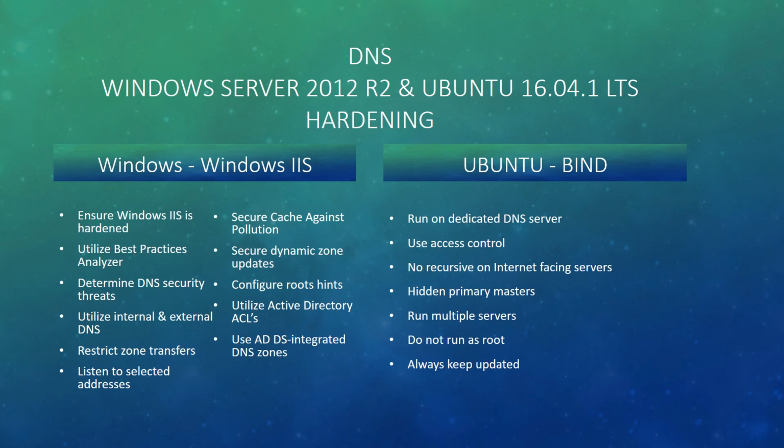All right, now I'm going to go over DNS hardening for Windows IIS and for Ubuntu Bind. First, the user will want to ensure that Windows IIS has been previously hardened to aid in securing their DNS. Then the user will want to utilize the Best Practices Analyzer to review and repair any loose ends that need to be wrapped up on the DNS server.